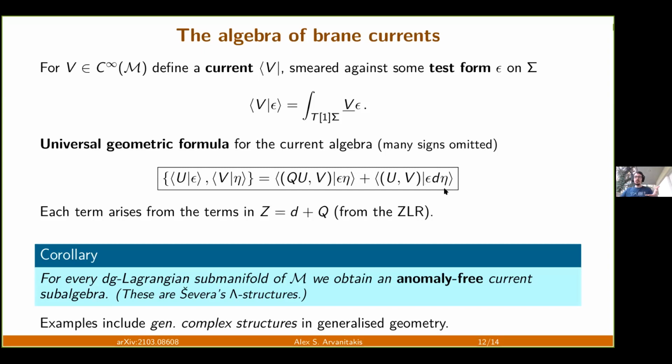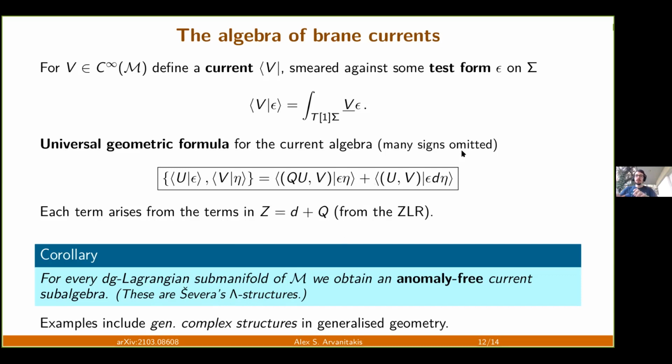So what can we do with this? For example, you can take your favorite brane and give geometric conditions for the vanishing of the 't Hooft anomaly when you gauge a collection of currents. For example, if the currents correspond to functions on a DG Lagrangian submanifold, so one for which the Poisson bracket is 0 and which is closed under Q, you then get an anomaly-free current subalgebra. An example of this is generalized complex structures in generalized geometry.